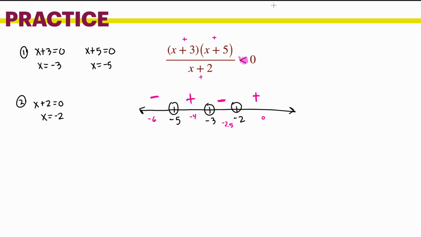So now we are looking for below 0. So we're looking for the negatives. The negatives are going to happen from negative infinity to negative 5, everything is a parentheses, and then from negative 3 to negative 2.